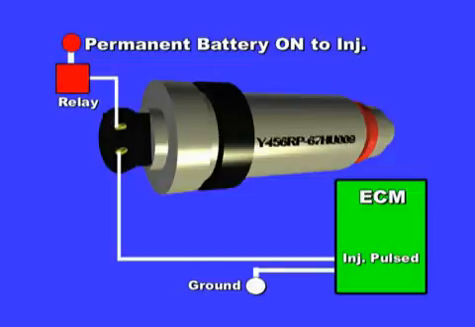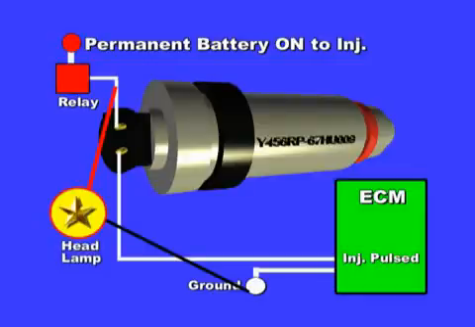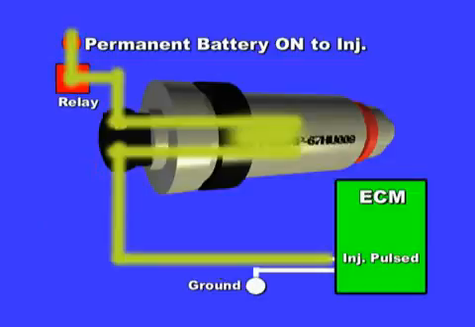To test the power feed side, rig a headlamp which draws about 6 amps and connect it between battery negative and injector power feed. With key on, engine off, you should see a bright headlight. This verifies proper power feed.